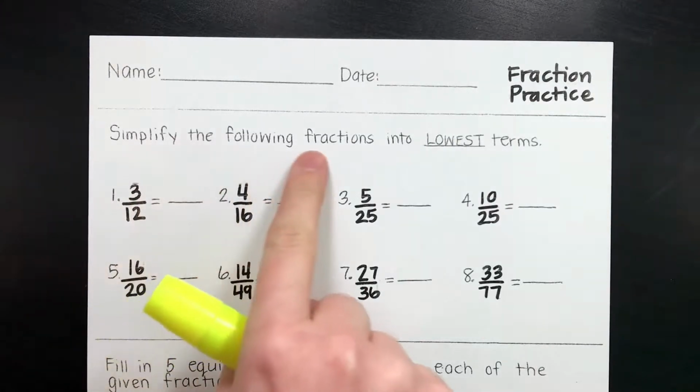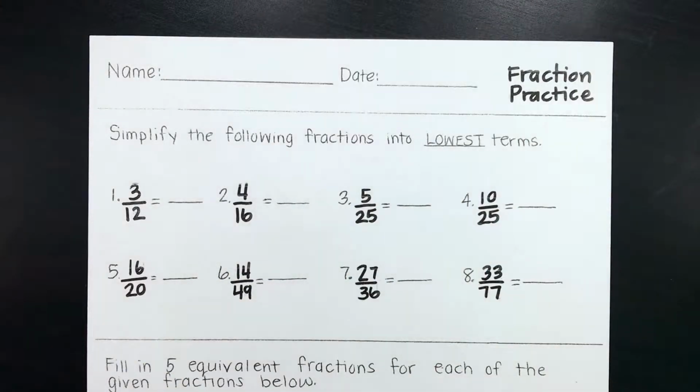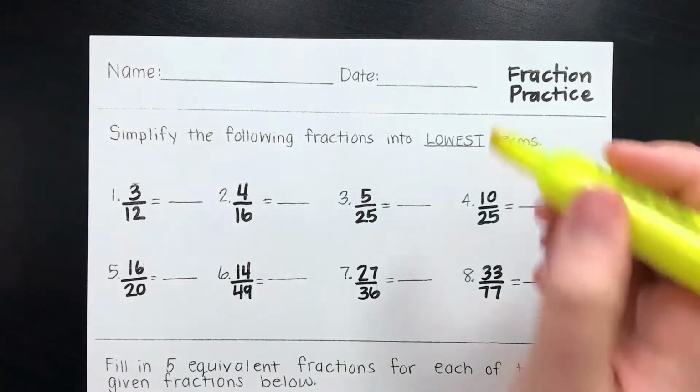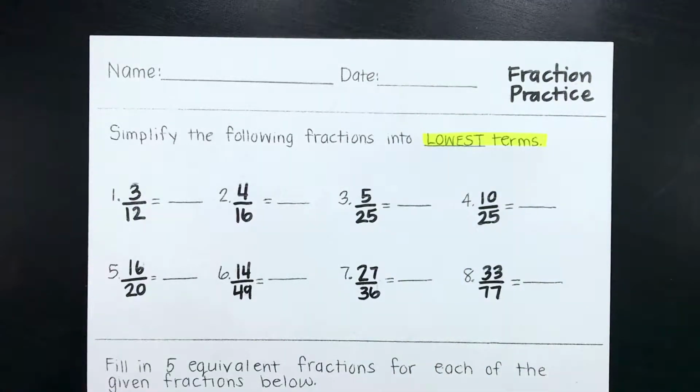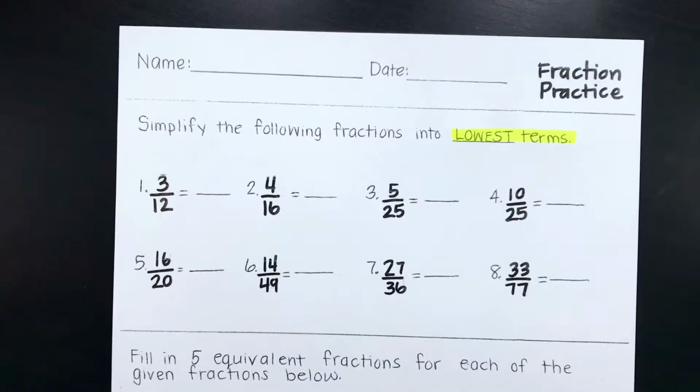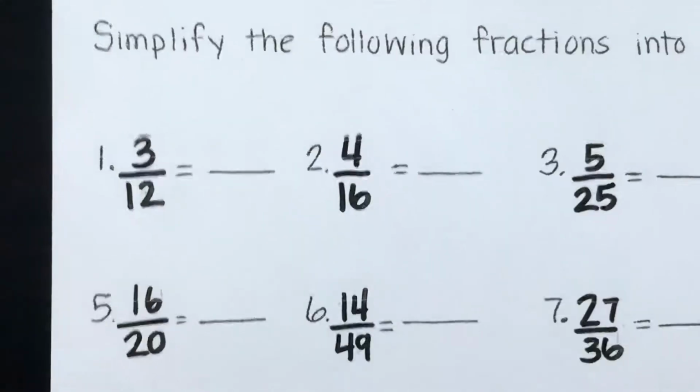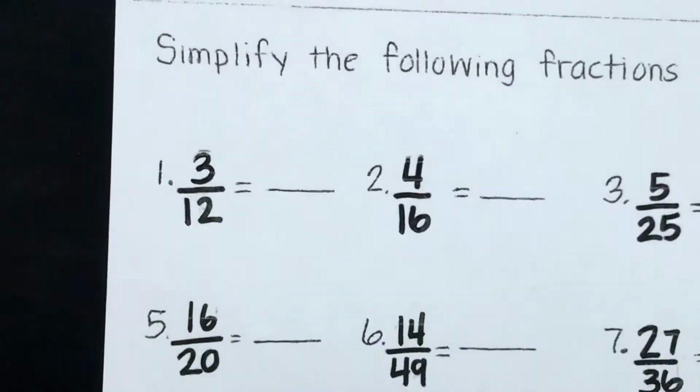So this says simplify the following fractions into lowest terms. If you're anything like me, you like to highlight the important things that you need to know. You need to make sure each fraction is simplified into lowest terms, or else you are not going to get credit for that. It will be wrong, so it needs to be in lowest terms. All right, I'm going to zoom in on the first few.